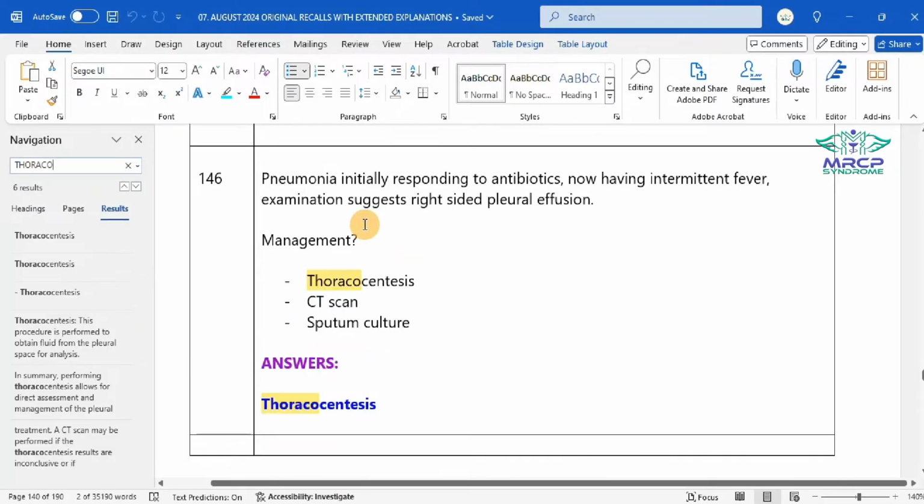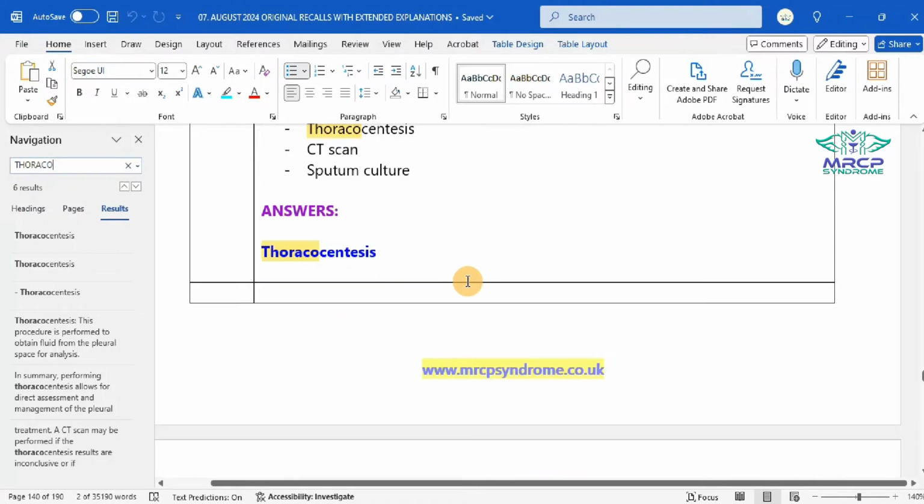So, pneumonia initially responding to antibiotics. Now the patient comes up with an intermittent fever. On examination, there was a right-sided pleural effusion, and they have asked what should be the next step in management. The options were thoracentesis, CT scan, and sputum culture. So we'll be going for thoracentesis.